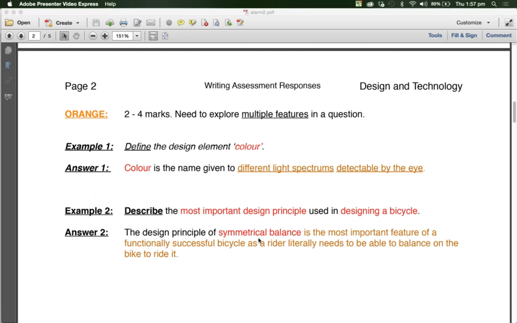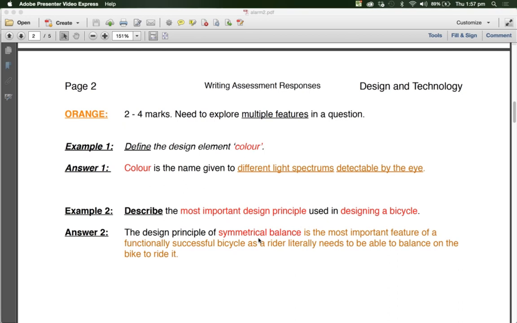We're going to this orange one. Now this is important that you notice my use of red and orange. We have the example of define the design element colour. Now, defining colour, you might say red. Colour is a colour like red. That's identifying colour, but it's not really defining it. The definition is this orange part.